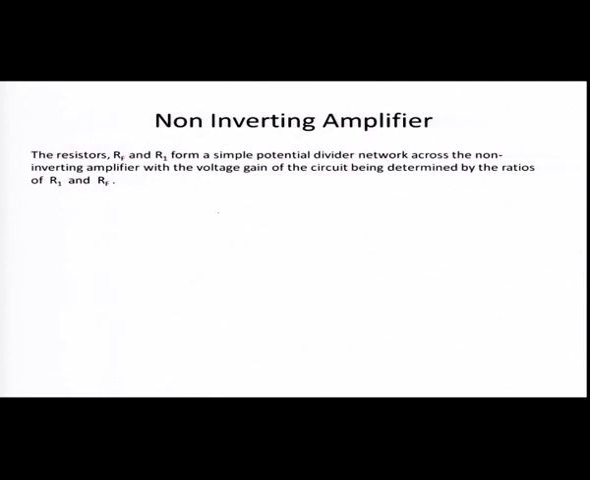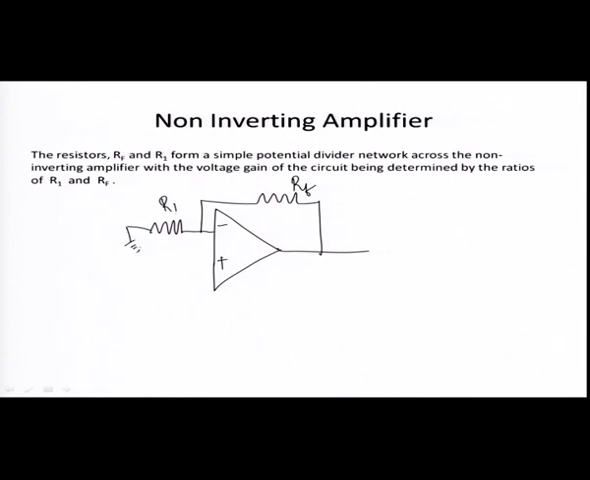And the next circuit is a non-inverting amplifier circuit. You can easily draw this circuit. Since it is an amplifier, you have to give the feedback to the negative terminal through a resistor RF. So, I am giving the feedback to the negative terminal through the resistor RF, and this is R1, here it is grounded. And since it is a non-inverting amplifier, I am giving the signal to the positive terminal.